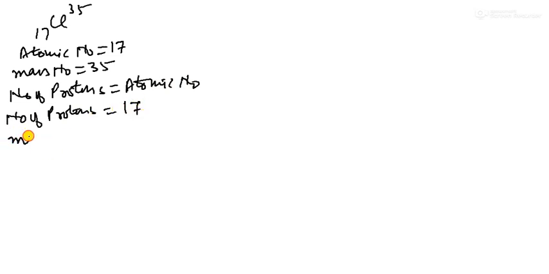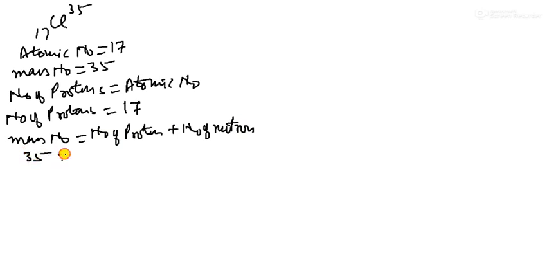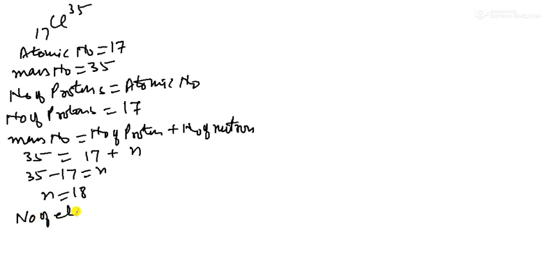And what about the mass number? Mass number is equal to number of protons plus number of neutrons. Mass number is 35, and number of protons is 17, and the number of neutrons, suppose it is n. So 35 minus 17 is n. So n is equal to 18, and the number of electrons is equal to the number of protons. The number of protons is 17, so the number of electrons is 17.